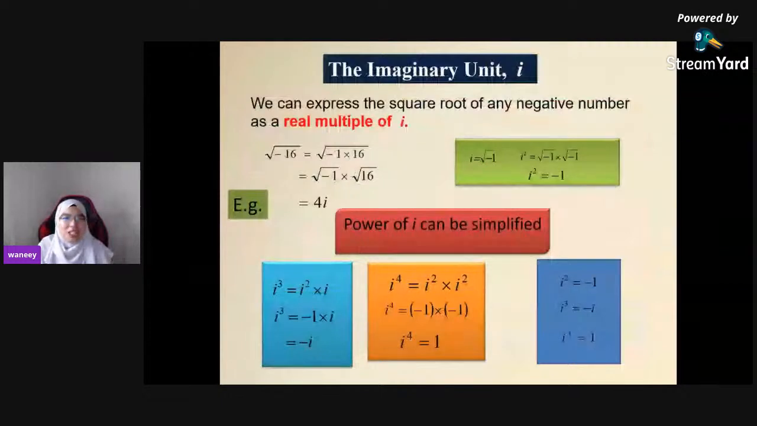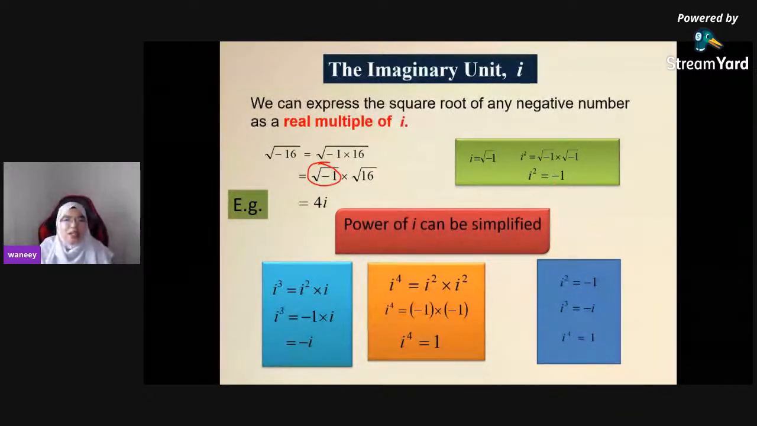Okay, so imaginary unit i. We can actually express the square root of any negative number as a real multiple of i. For example, the square root of -16. You can easily separate this into the square root of -1 times the square root of 16. We learned about this before, where we define the square root of -1 as i, and the square root of 16 is actually 4. So you can easily write it in terms of i.